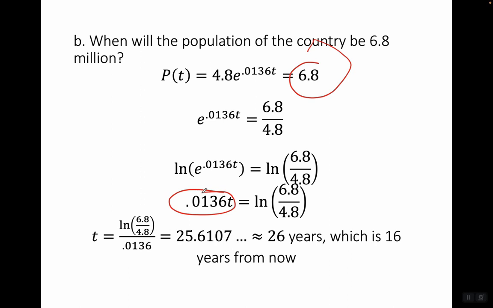Divide both sides by 0.0136, and we get t equals natural log of 6.8 over 4.8 all over 0.0136, which is 25.6107. Again, we're going to round that to 2 significant digits, so we end up with 26 years. But that doesn't mean 26 years from now, because now we're in year 10. So t equals 26. That means 16 years from now. So 16 years from now, the population is going to be 6.8 million. If population trends continue, which admittedly is an unrealistic assumption.